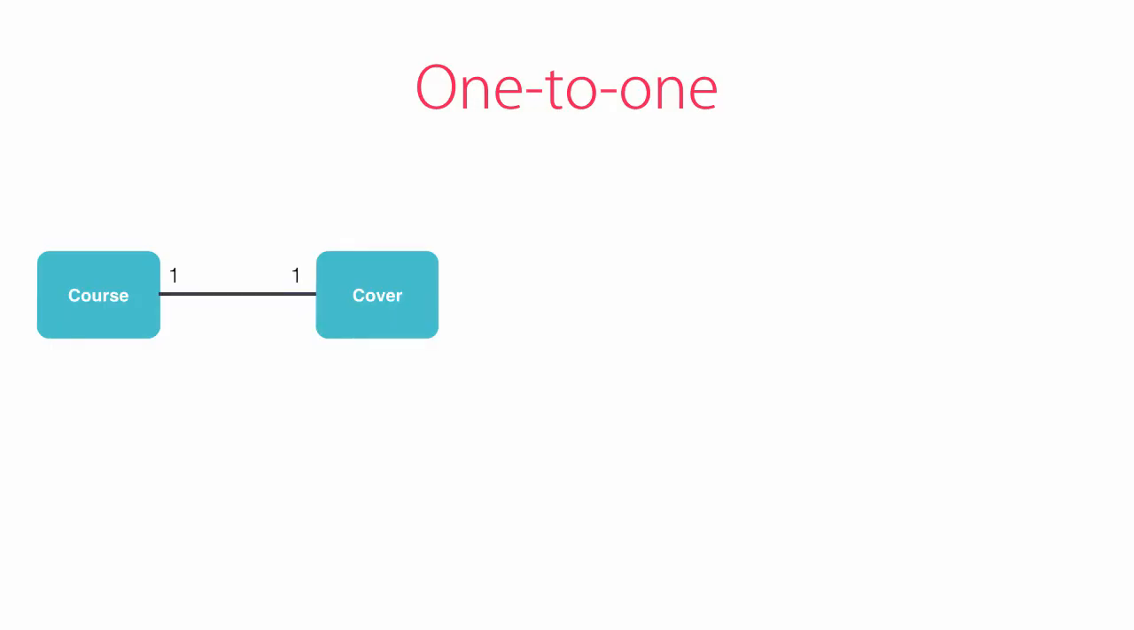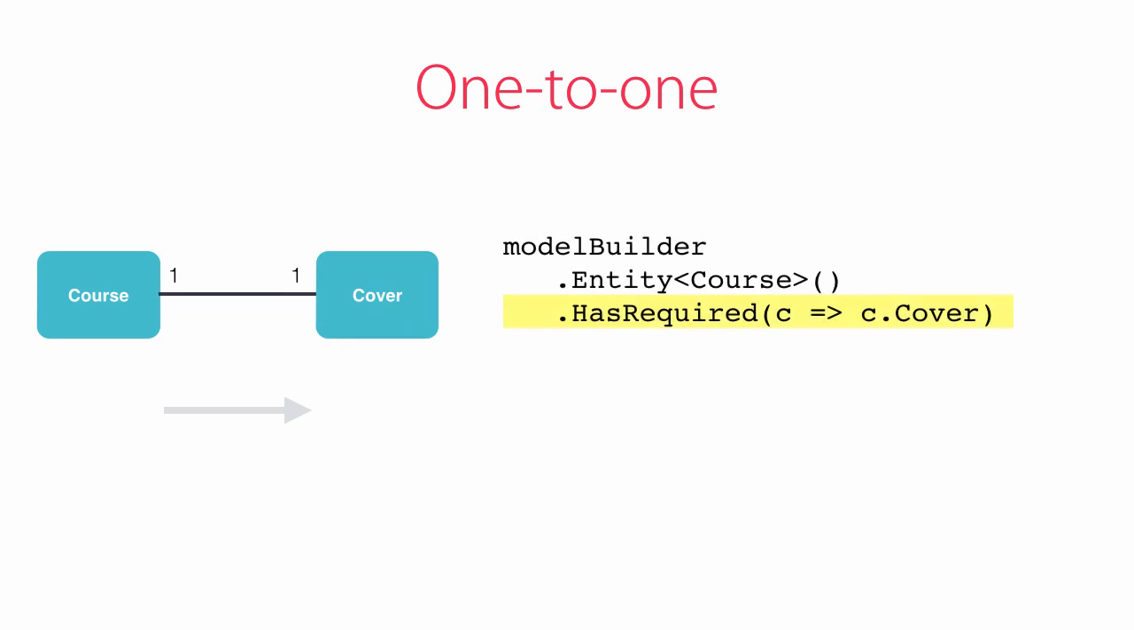So here we have a course and a cover. A course has one cover, and a cover belongs to one course. Let's start configuration from left to right. So modelBuilder.Entity of Course HasRequired Cover. Nothing new so far. Okay, now the reverse. But I got a question for you. In this relationship, which type is the parent and which type is the child? Course is the parent and cover is the child. We cannot have a cover without having a course in the first place.